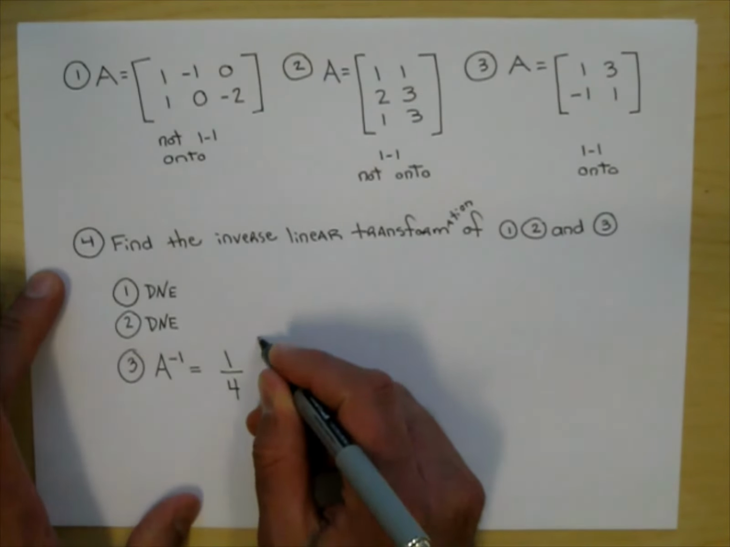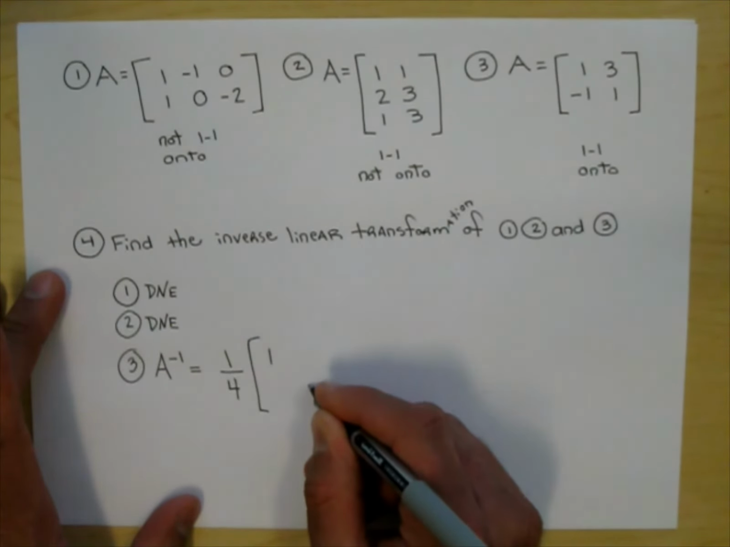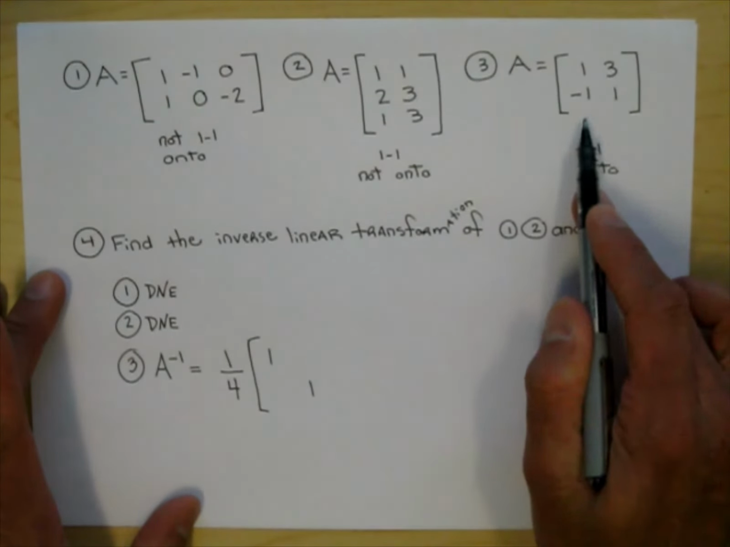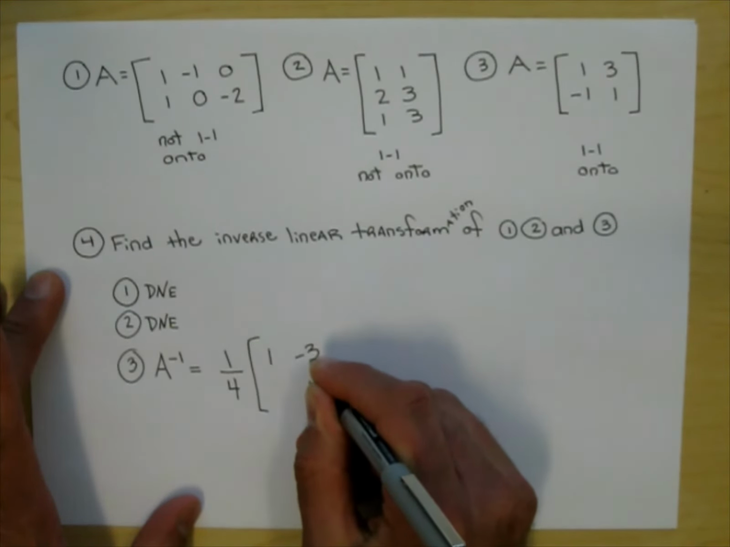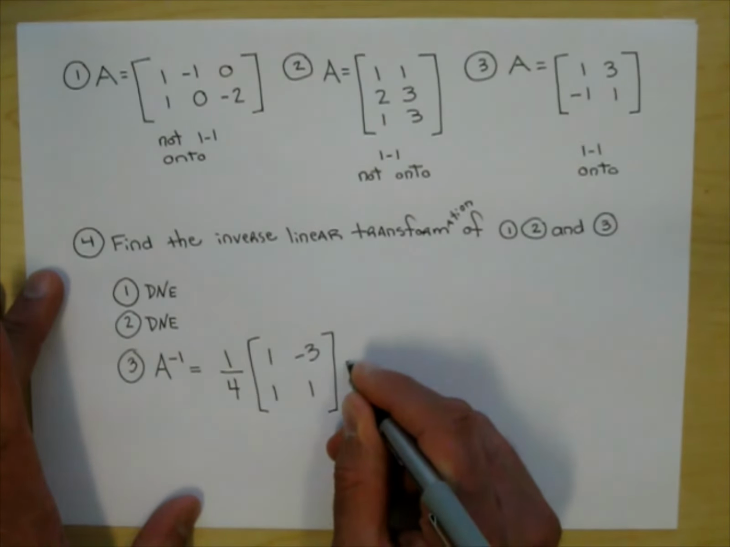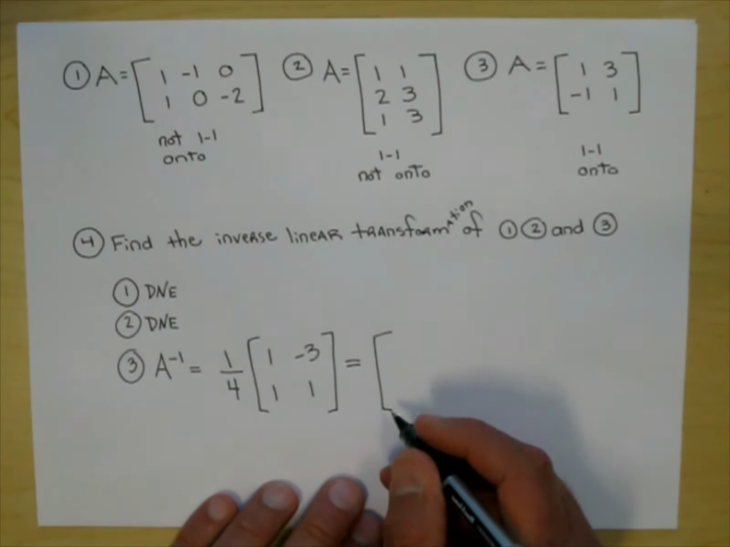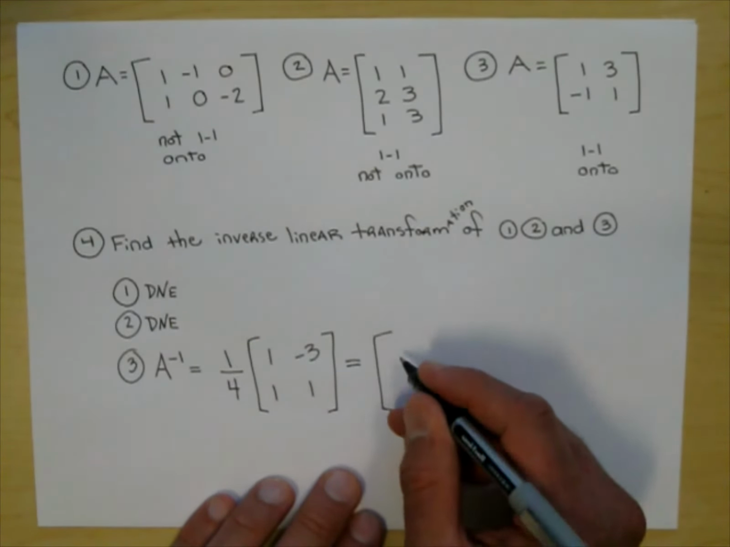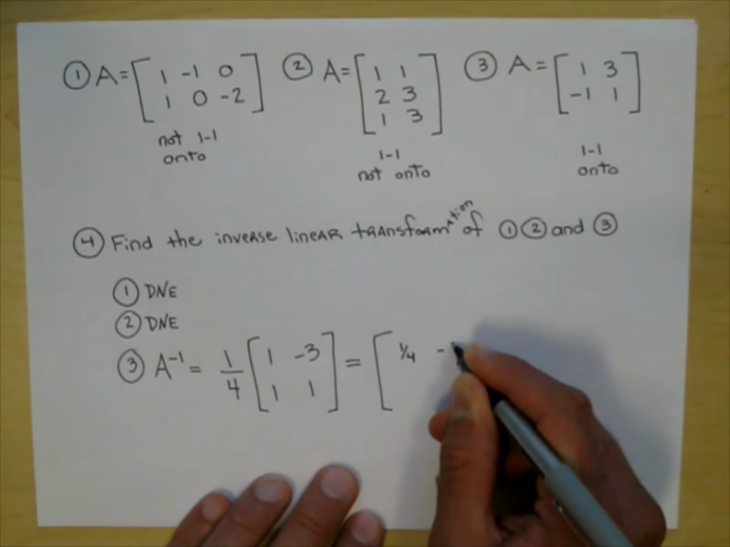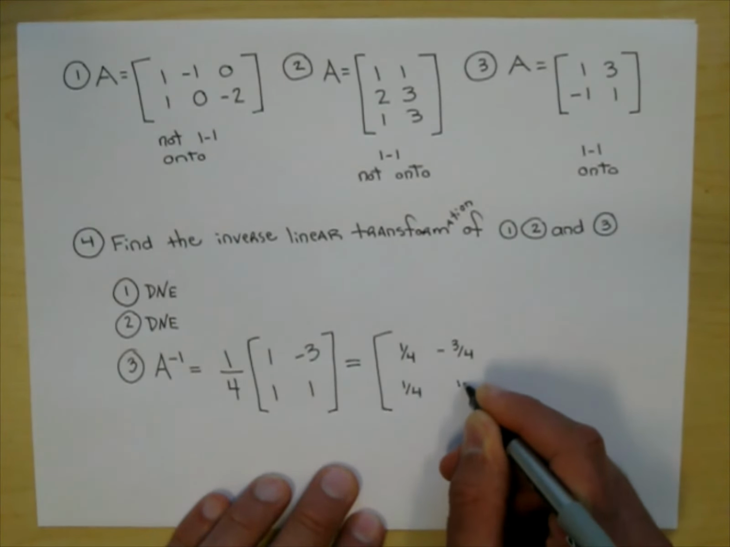So it's 1/4. I switch my A and D on that matrix, which doesn't look like I did anything at all, but I really switched it. And then I'm going to negate my B and C: minus B, minus C. So my matrix of transformation for the inverse transform looks like this: 1/4, minus 3/4, 1/4, 1/4.